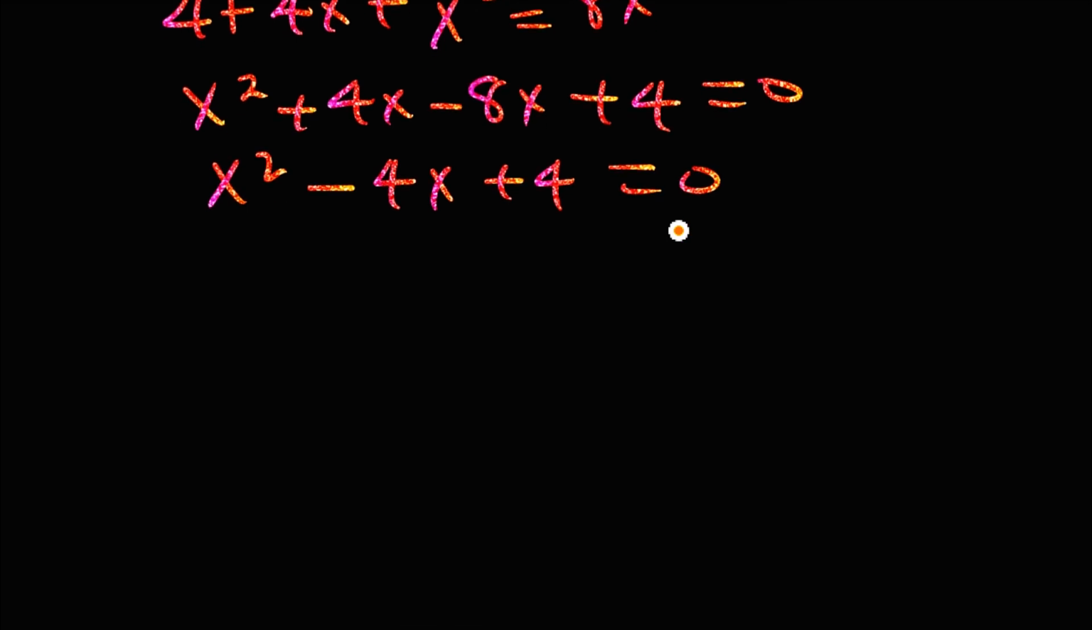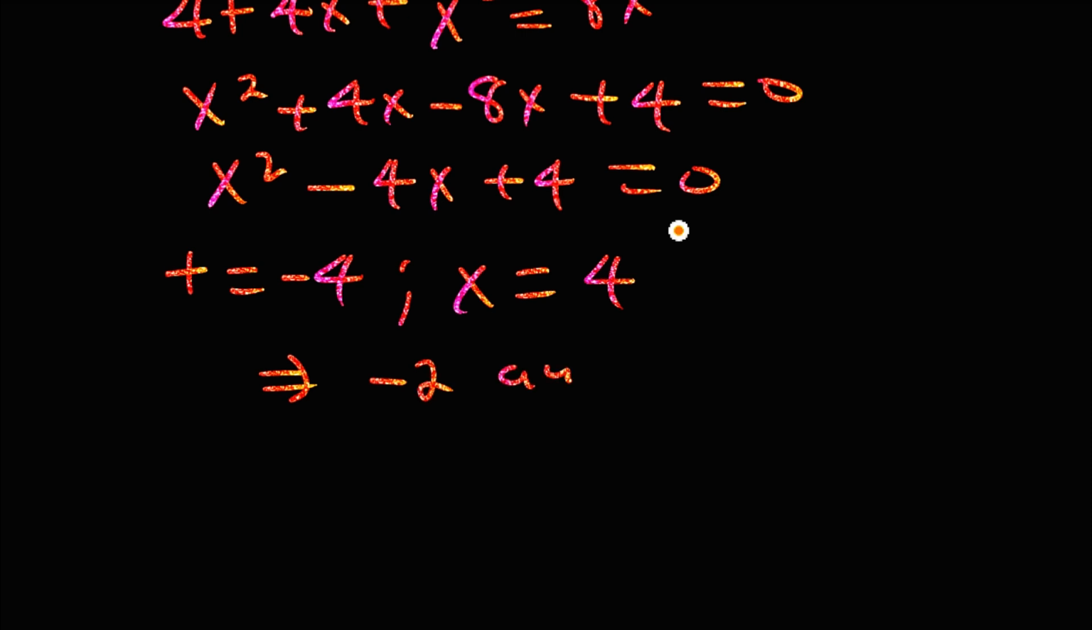So for us to use factorization method, we're looking for two numbers whose sum will be the same as b. b in our case is negative 4, and their product will be the same as a times c, that is 1 times 4, which is still 4. So you'll find that these two numbers are negative 2 and negative 2. Negative 2 plus negative 2 is negative 4, and negative 2 times negative 2 is 4.